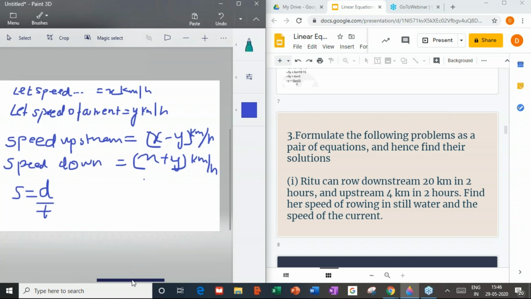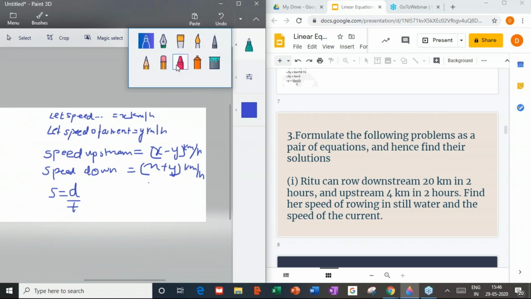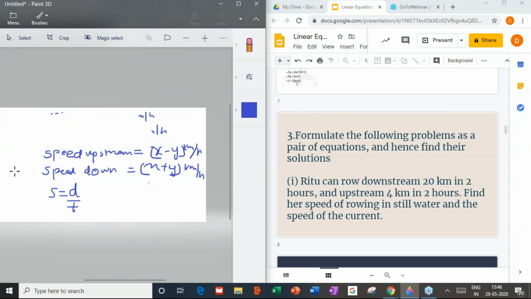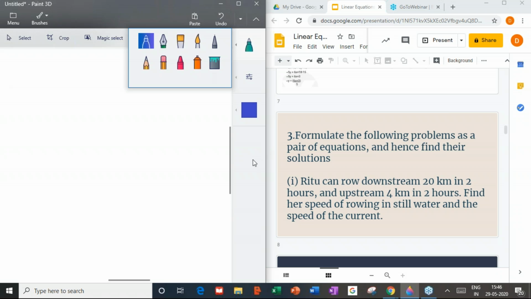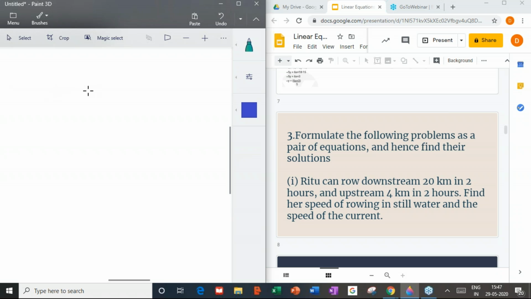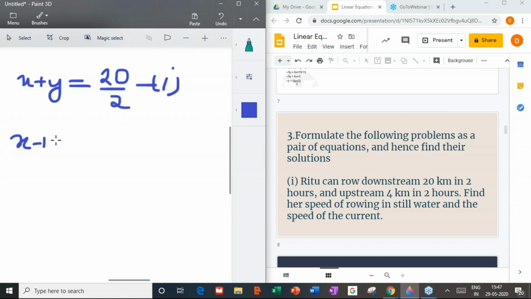We'll formulate the problem. So I'll just erase all this. And we are going to write: can row downstream 20 kilometer in 2 hours. So basically downstream, which is nothing but x plus y, is equal to, I'm writing speed is equal to distance upon time, is equal to 20, which is the distance, by 2 hours. Correct? So there I get the first equation. And second thing, can go upstream. So upstream speed is x minus y, right? Is equal to distance upon time, 4 kilometers in 2 hours. There you get your second equation. Now solve.